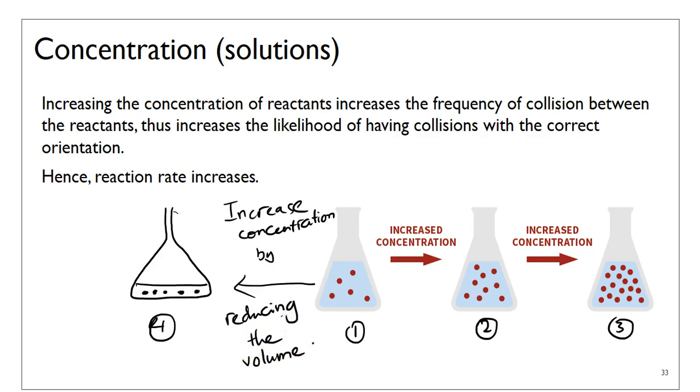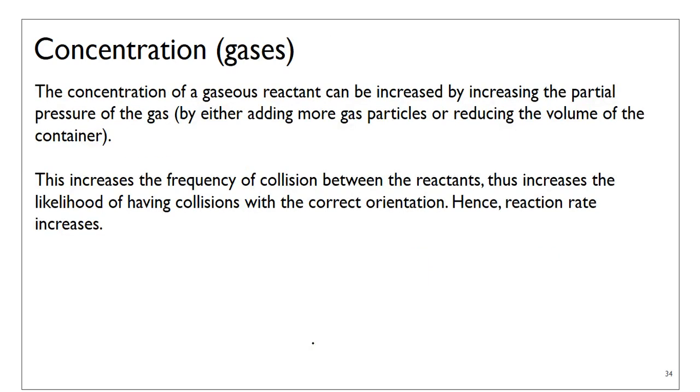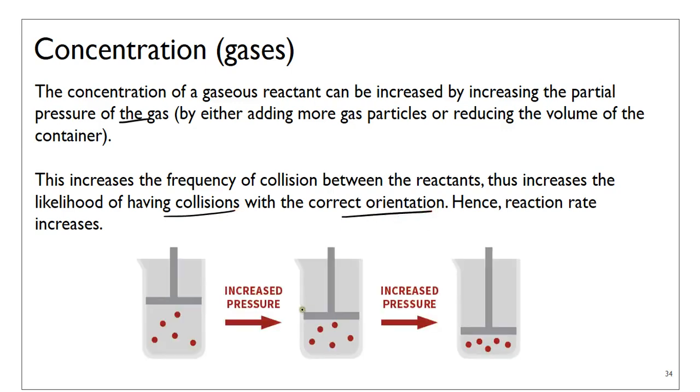Okay, so that's concentration. Similarly for gas, you can do the same thing. You can increase the concentration of a gas reactant by increasing the pressure, the partial pressure of the gas. So either you add more gas particles or you reduce the volume of the container. And then we have the exact same explanation. Again, this increases the frequency of collisions. Therefore, there's a higher chance that the collision will have the correct orientation and increases reaction rate. So this is by increasing pressure. You reduce the volume here, and that's going to increase the concentration of the gas particles.